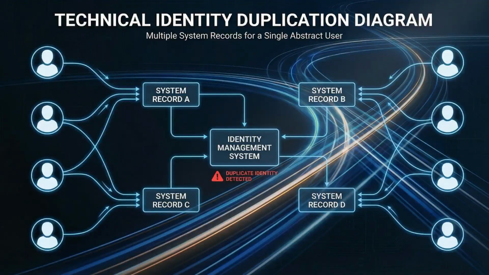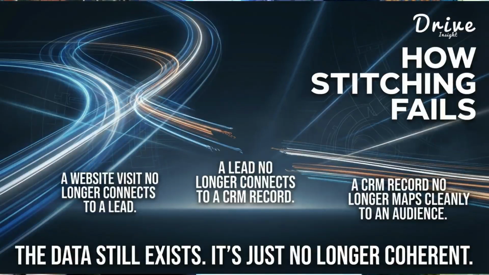When identity breaks, that memory fragments, and when it fragments, the first-party data stops connecting. The website no longer connects to the lead form. The lead form no longer connects to an exact CRM record. That exact CRM record no longer connects to the audience. That data doesn't just disappear. The system just can't confidently tell who is who anymore.